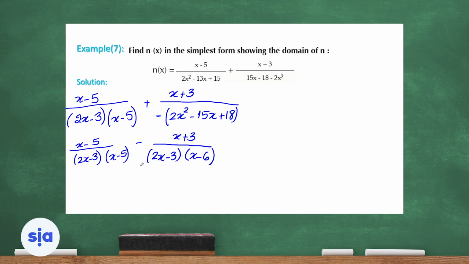Yes, before we simplify more, before we get the common denominator, we need to find the domain. So the domain is R except, yes, except what? Excellent. 3 over 2, 5, and 6.